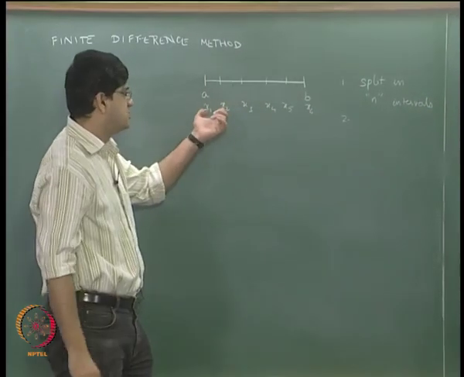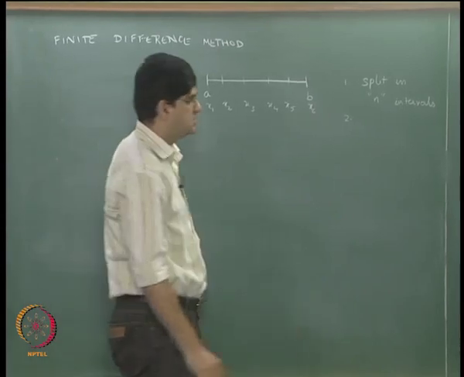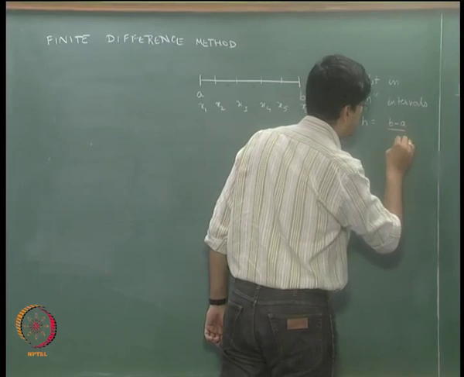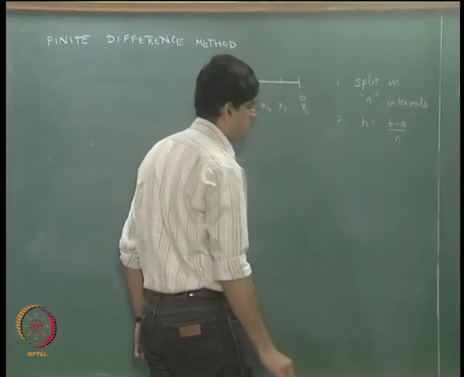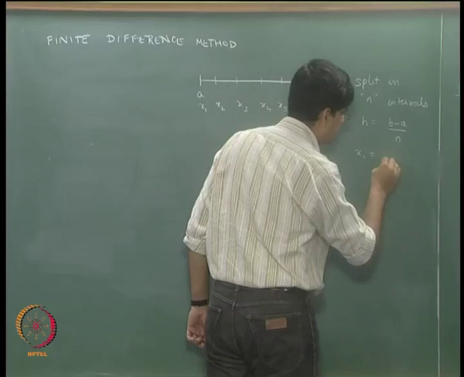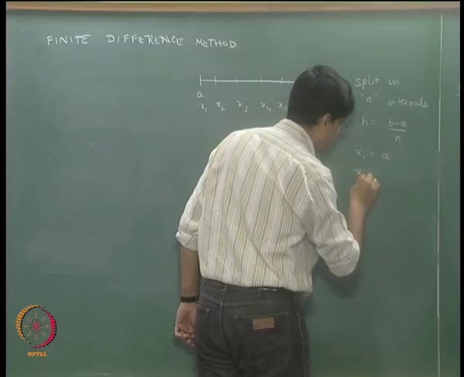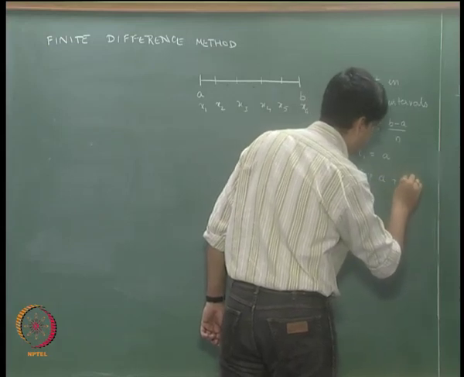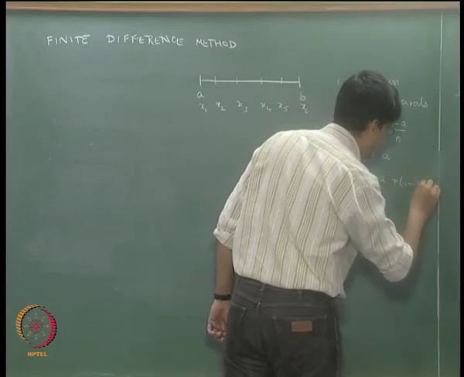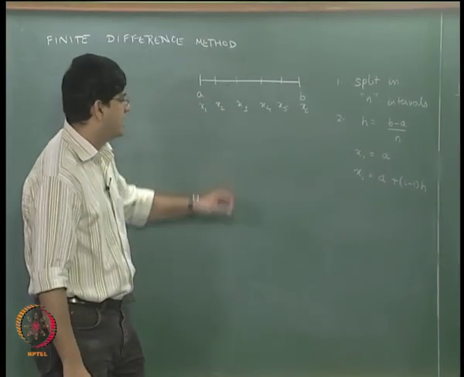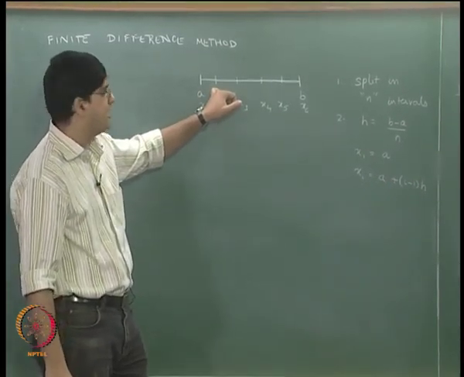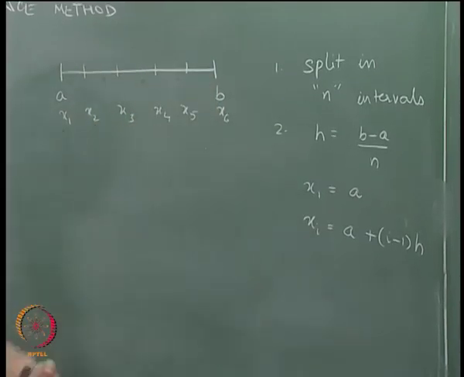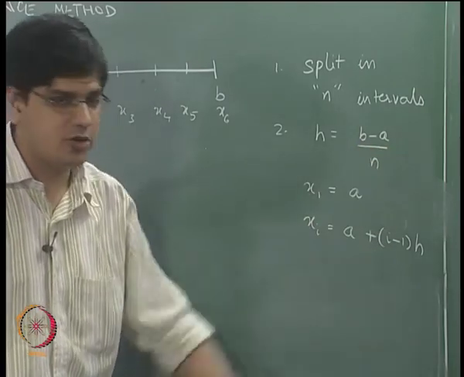Our difference between two consecutive nodes is going to be h, equal to b minus a divided by n. Our x1 is going to be equal to a and xi is going to be nothing but a plus i minus 1 multiplied by h. Okay. So, x2 is going to be a plus h, x3 is going to be a plus 2h, a plus 3h and so on up to b. Okay. So, these are going to be our definitions.